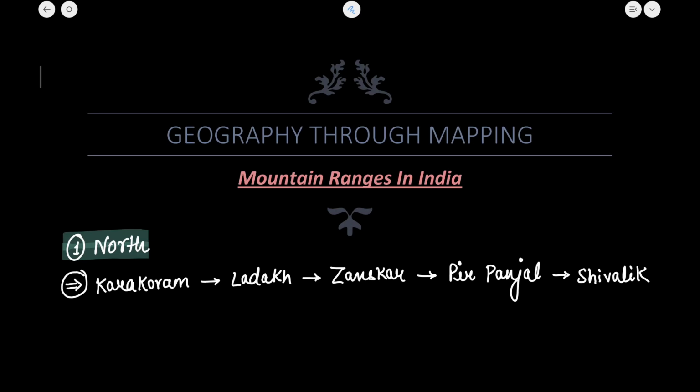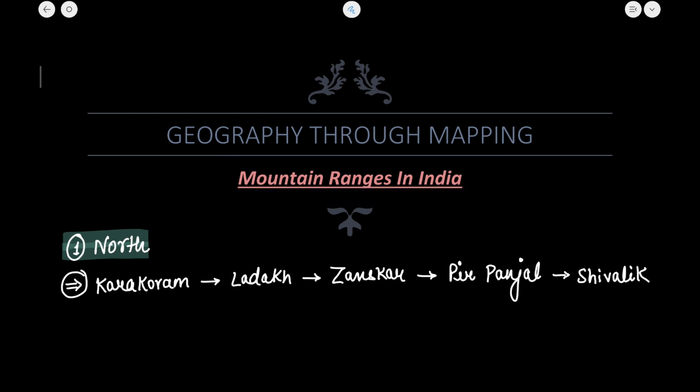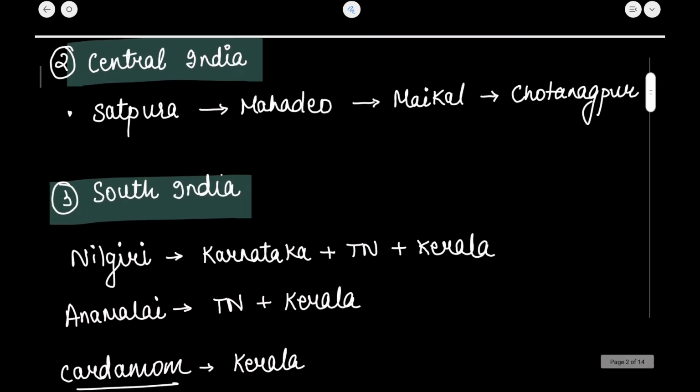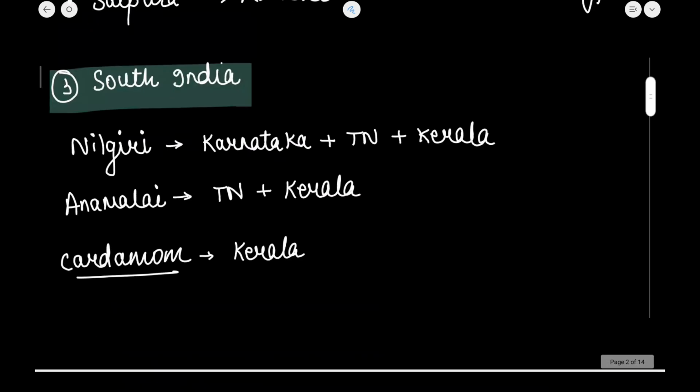So today we are going to start our next chapter in the series of geography through mapping. In this video particularly we are going to cover the mountain ranges in India. Just like the polity series, I am introducing a new concept in which I will give you some explanation regarding the mountain ranges in India, and then straight away we will go to solve the questions.